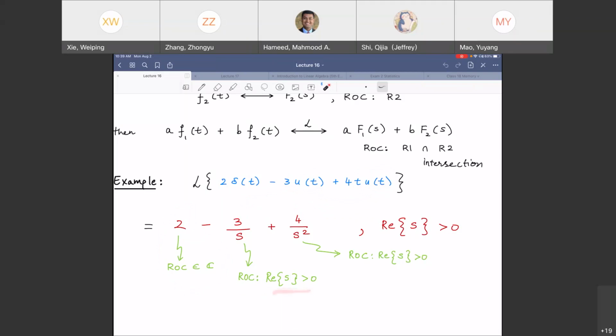So right of the pole. And similarly, for t u of t, it's going to be to the right of the poles. In this case, 2 poles, right? Both of them at 0, 1 over s squared. So that's 2 poles at origin. And then if you find the intersection of everything sigma greater than 0, sigma greater than 0, you get sigma greater than 0 as your region of convergence of the overall signal.